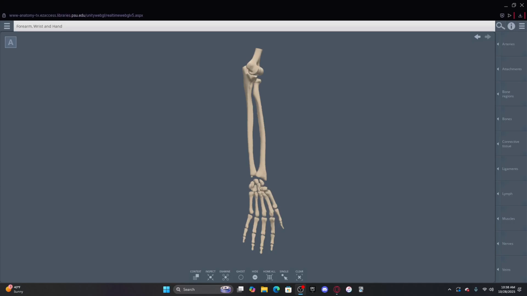Right, guys, welcome to week 9. This week we're going to be looking at the upper limb. Specifically, we're going to be looking at the forearm and the hand.